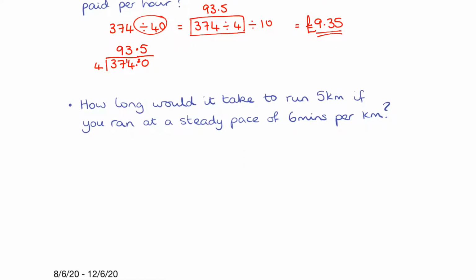And then the next one, how long would it take to run 5 kilometres if you ran at a steady pace of 6 minutes per kilometre? Okay, so for every 1 kilometre, it takes you 6 minutes. Okay, so how we're going to work out how long it would take to run 5 kilometres? Well, it's just going to be 5 times as long, isn't it? If 1 kilometre takes you 6 minutes, then 5 kilometres would take you 5 lots of 6 minutes. So it would take you 30 minutes.